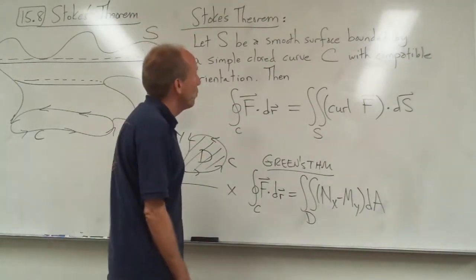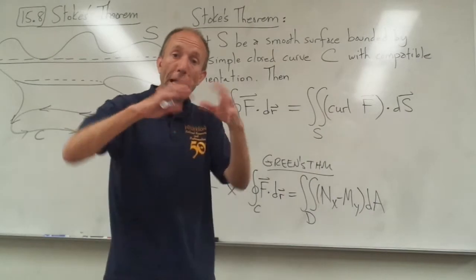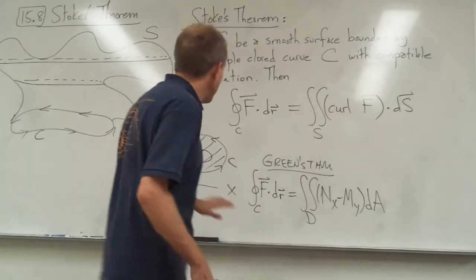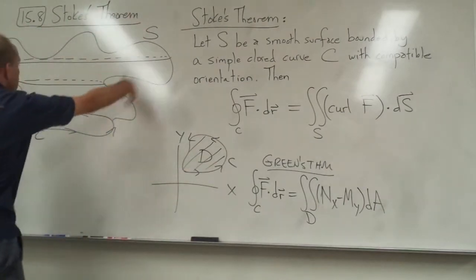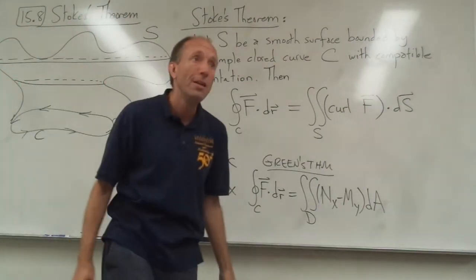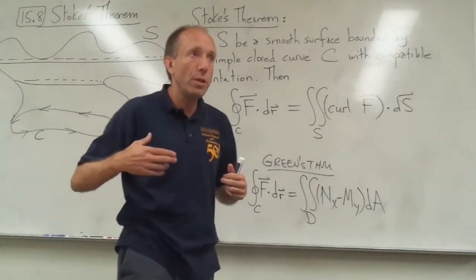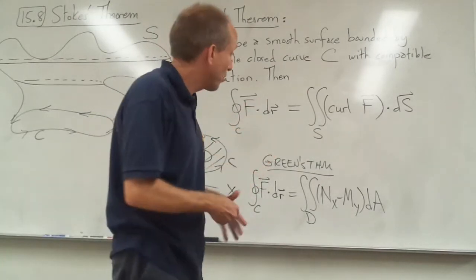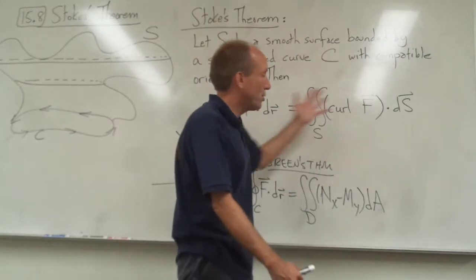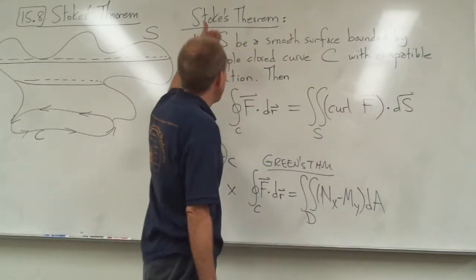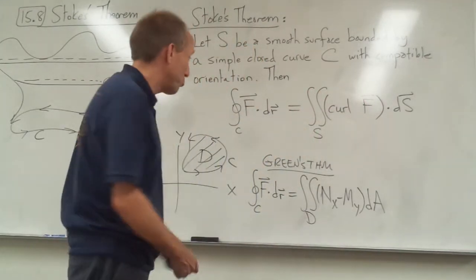So when we have a curve in space and a surface that's not just a flat region in the xy plane, but some surface in three-dimensional space, then we can use the beefed up version of Green's theorem to do the line integral and relate it to a surface integral. That beefed up version of Green's theorem is called Stokes' theorem.